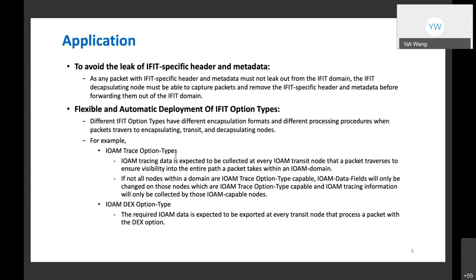To make sure of the IFIT option types supported in the devices. And the second application is in order to adapt to different network conditions and different application requirements. The centralized controller needs to switch different telemetry techniques dynamically and automatically. So here we also extend the protocol to signal the IFIT node capability to the centralized controller to determine whether an IFIT application can be supported in a given network domain. So these are the two applications we list here. Next, please.